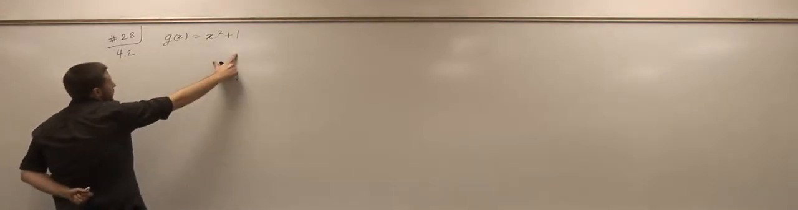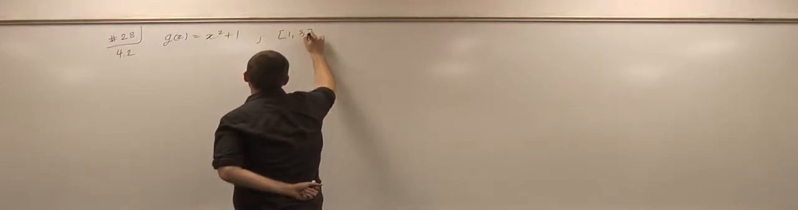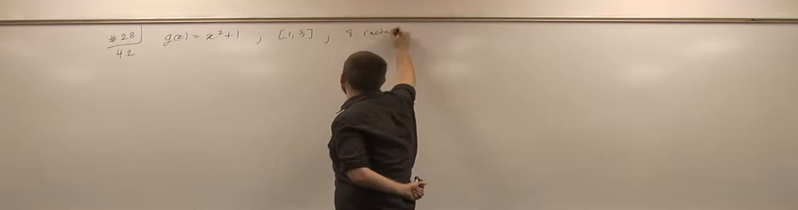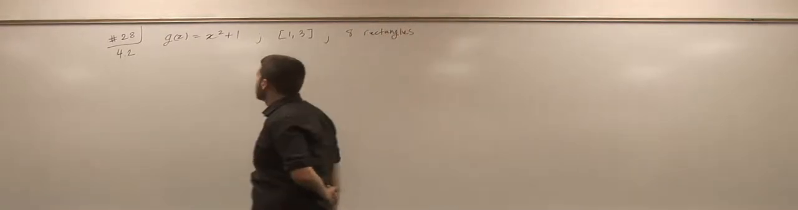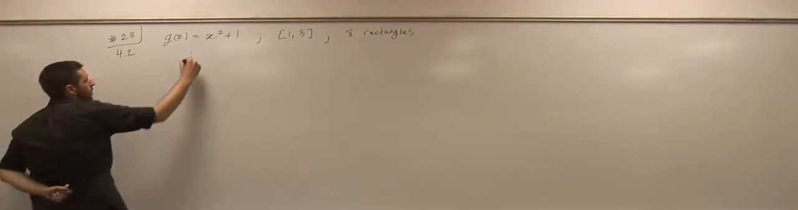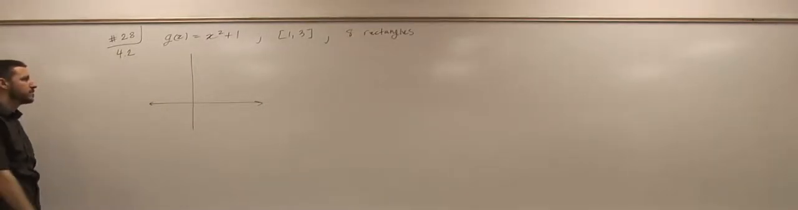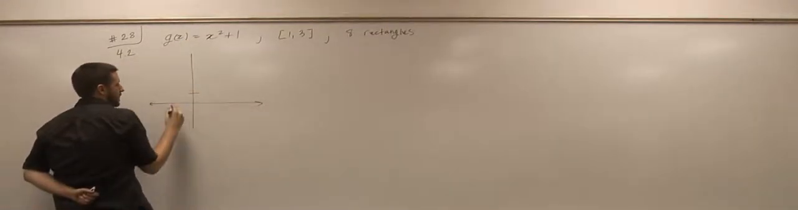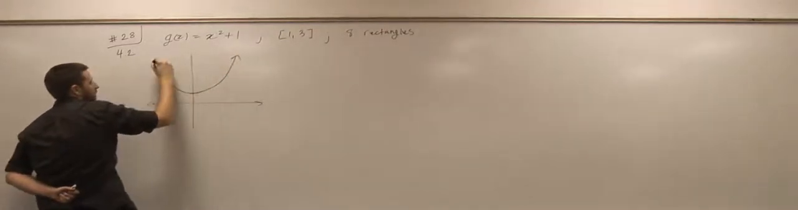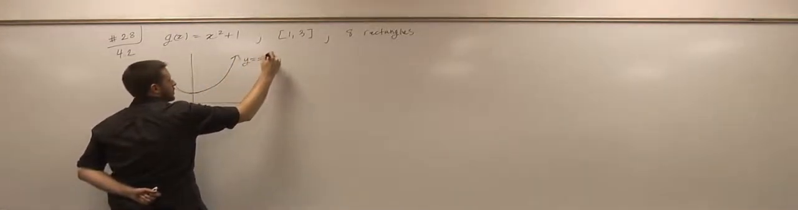So here's my function. My interval they give me is 1 to 3, and they want me to use 8 rectangles to find the area under the curve from 1 to 3. So what does g of x look like? What's my picture here? It's a parabola shifted up 1, right? So let me draw something like this. That's kind of lopsided. Okay. So this is x squared plus 1.